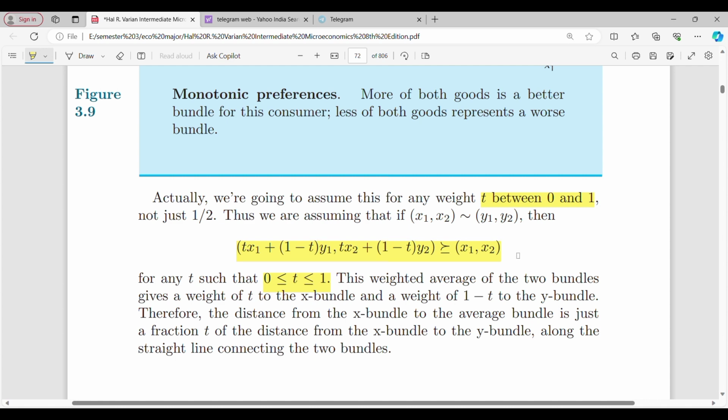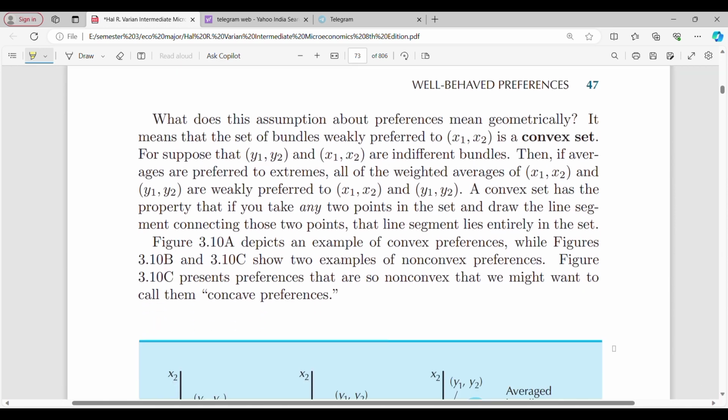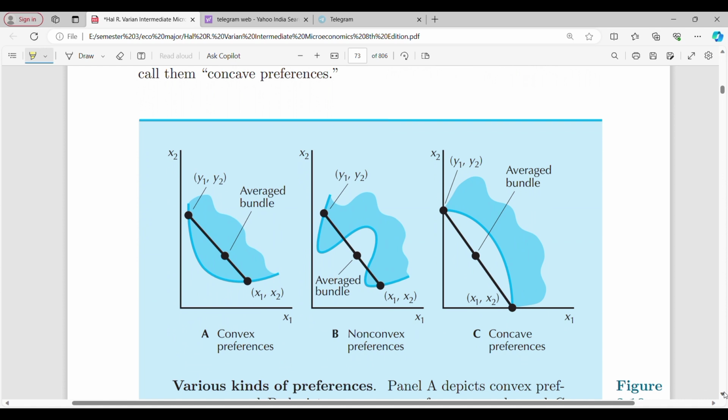So this is very important. Next is, what does the assumption about preferences mean geometrically? Here we are studying 3 graphs which are very important. So let's check what these are. The first graph shows convex preferences, the second convex preferences, and the third concave preferences.